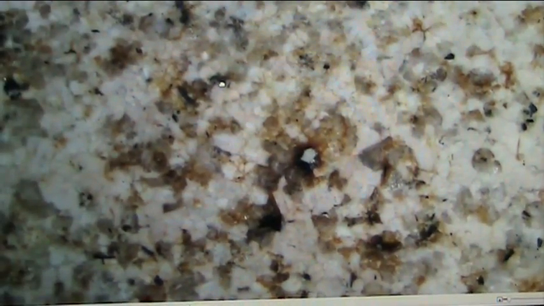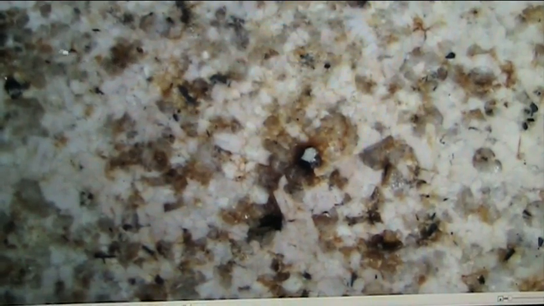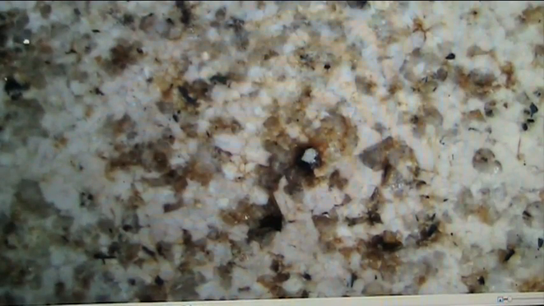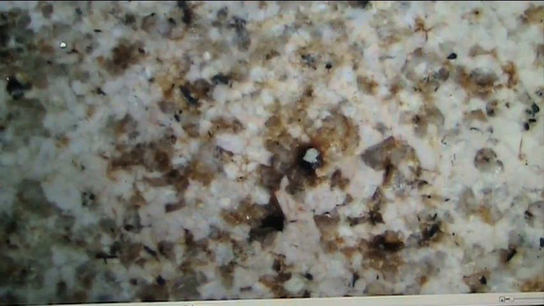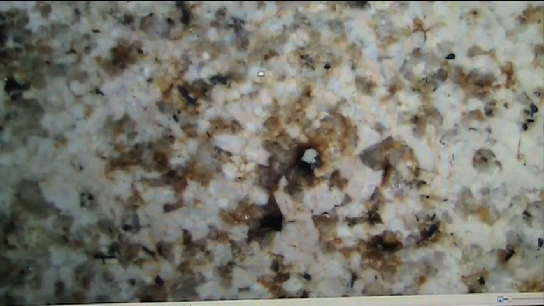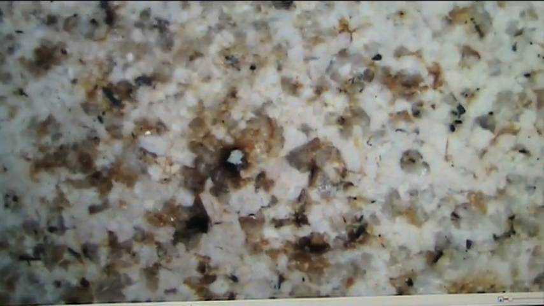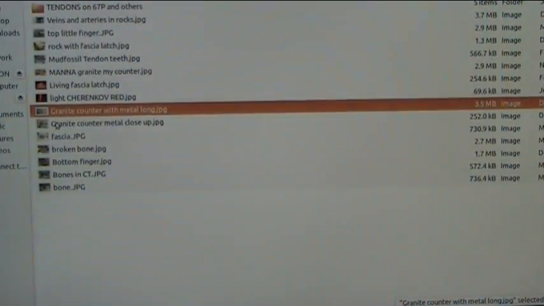Now, what you're looking at is the black is magnetite, and the reddish brown looking stuff is hematite, which is blood. And the clear looking quartz stuff is more than likely from the bone material. And what they did was they ground it all up, and then from alchemy they extracted the metals and the fluids, and then they just let it pile up.